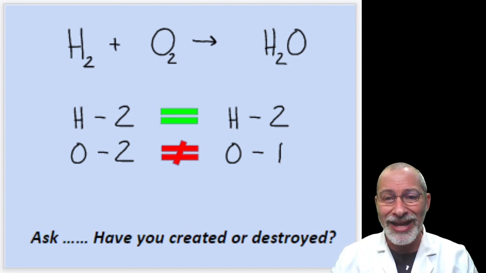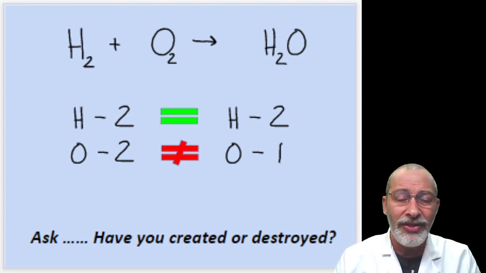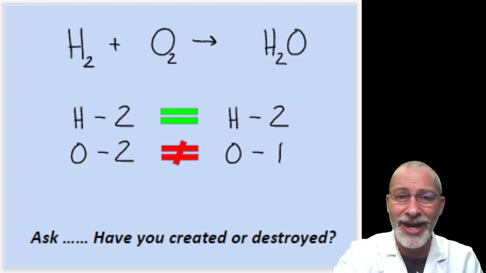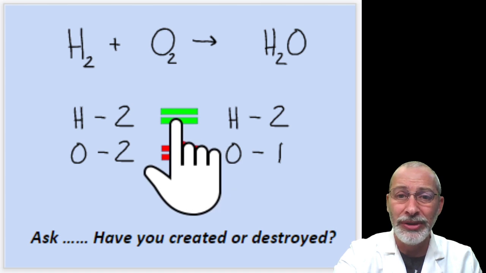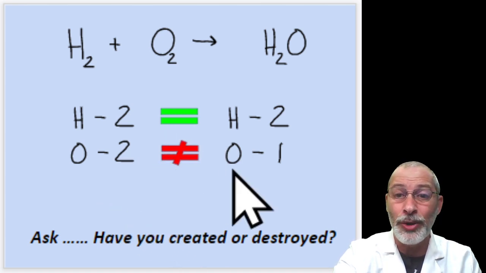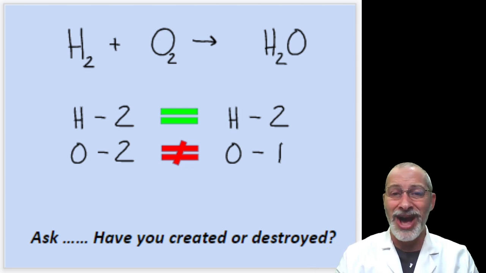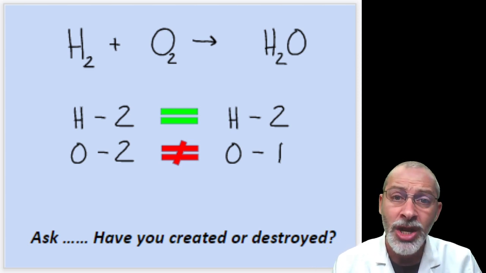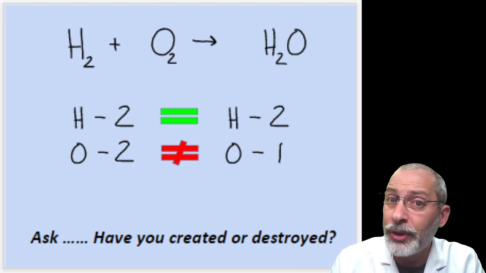So when you're asking yourself, have you created or destroyed anything at this point in time? You can say 2 equals 2, so that's cool, but 2 does not equal 1. This is a false statement. This is not a balanced equation. So we got to move on to step 3. And what is step 3, everyone?